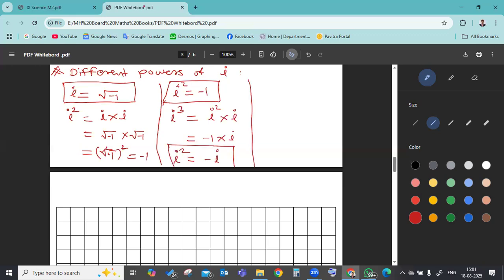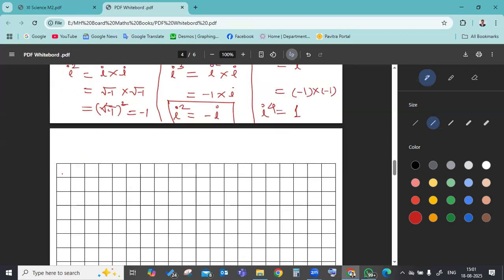Next, third, i raised to 4. This becomes what? i square into i square, because i raised to 2 plus 2, right? By using laws of indices. And i square is minus 1 into minus 1, so it is minus minus plus 1. i raised to 4 is 1.